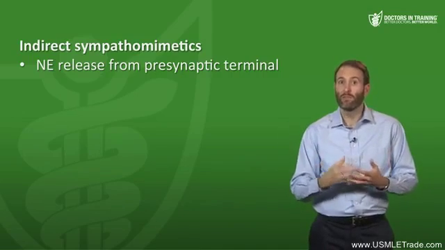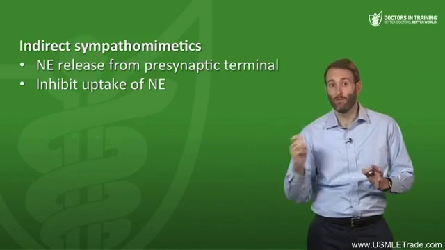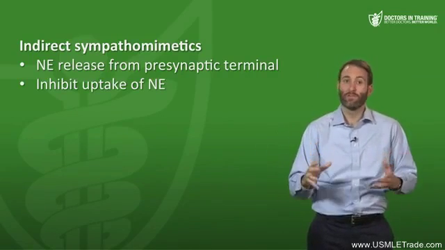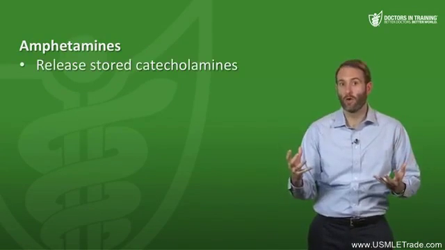So next we need to talk about the indirect sympathomimetics. So the indirect agonists will either cause norepinephrine release from the presynaptic terminal, or they're going to inhibit the uptake of norepinephrine. So let's talk about these. So the first one we have are the amphetamines. So they work by releasing stored catecholamines.